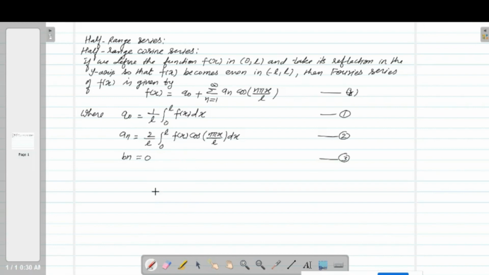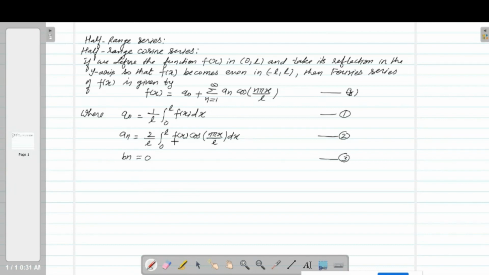Why is this so? Why is bn 0? Because the function is what? Even function. So cos is an even function, and f is an even function, and the product of even functions is an even function. So an will survive, and f of x is an even function, so a naught will also survive by the properties of definite integral. Okay. So since bn is 0, we will have the Fourier series only with the terms of cosine series.